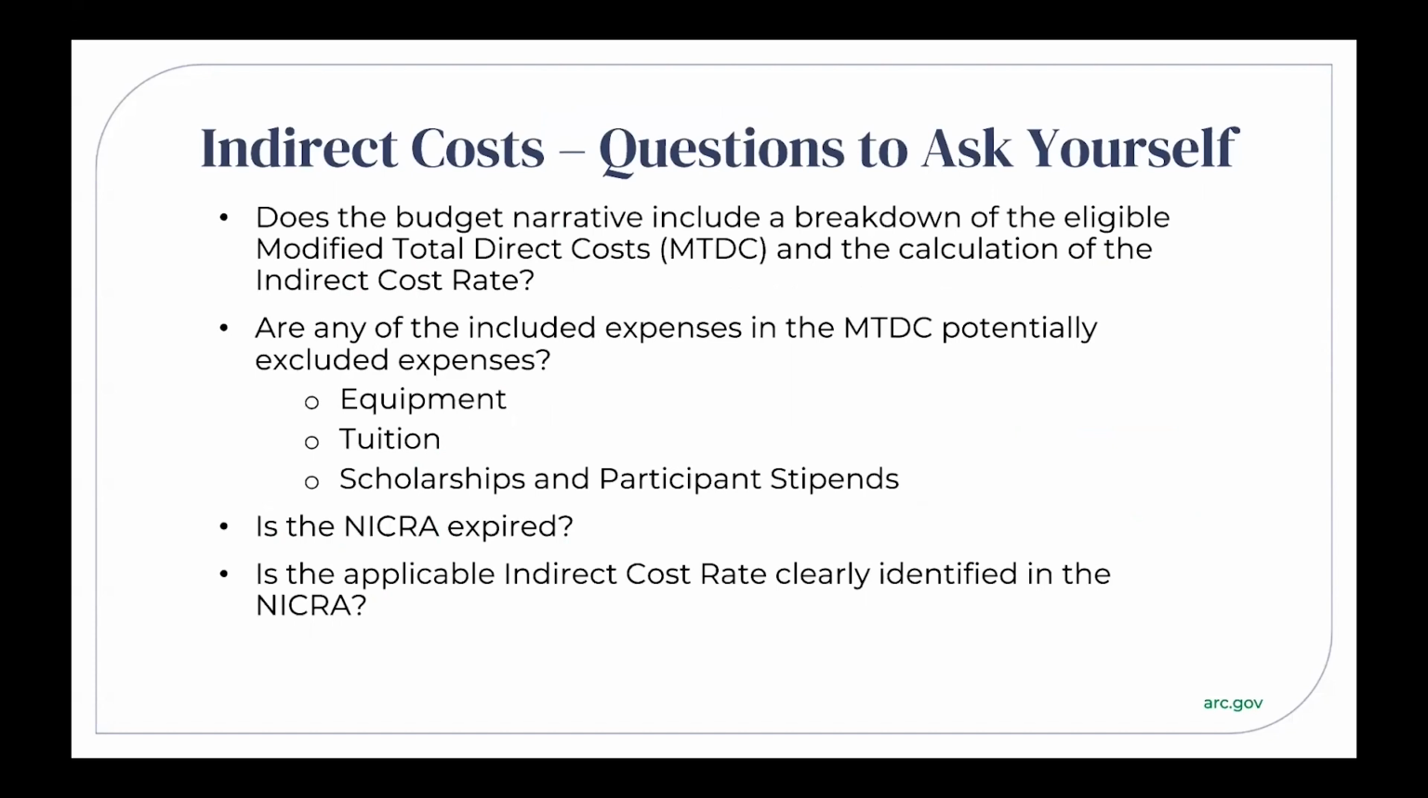A few things to ask yourself if you would like to include indirect costs in your budget. Make sure your budget narrative includes a breakdown of the eligible MTDC, modified total direct cost, and a calculation of the indirect costs based on your indirect rate. Check and see if you've included any expenses in the MTDC that are potentially excluded, like equipment, tuition, scholarships, stipends, and portions of subawards. Then, is your NICRA expired? Is the applicable indirect cost rate clearly identified in the NICRA? Getting out in front of these can facilitate the project review process.